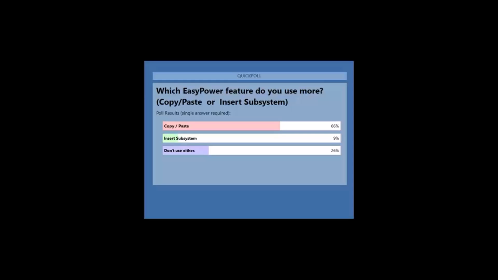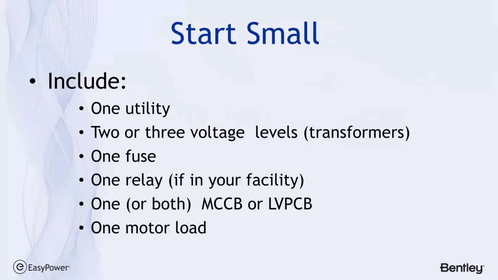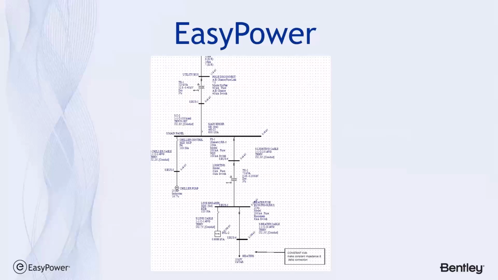So when I talk about starting small, I mean a single utility, a number of substations or transformers for however many different voltage levels you have, one fuse, one relay if your facility uses relays, and then both a medium-voltage circuit breaker and a low voltage power circuit breaker, and one motor load. And the point being, can you produce the results from that very simple system?